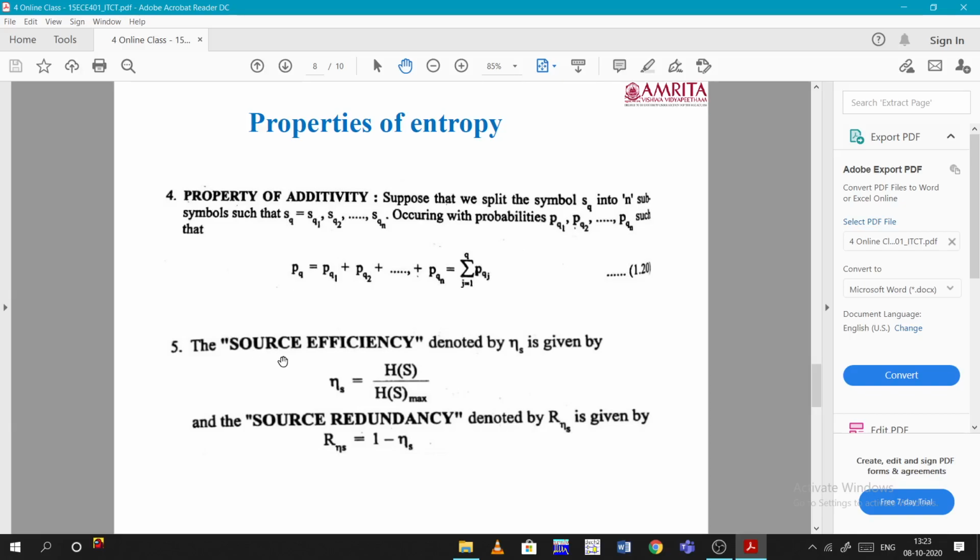Now the source efficiency can be calculated by h of s by h of s max. So this is how we find the source efficiency, and for channel efficiency also this is the same formula. The same goes for source redundancy. Redundancy is 1 minus efficiency. If you want it in percentage, you multiply by 100. If you don't multiply by 100, it will be a normal value between 0 and 1, and the same for this one also.